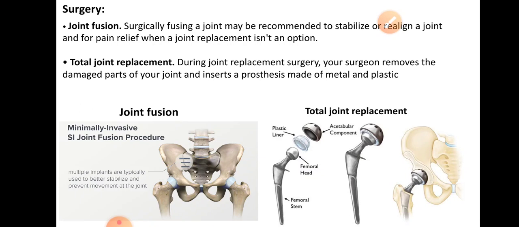So this is about today's session, where we discussed rheumatoid arthritis in detail, where we included the introduction, definition, causes and types, symptoms, where we discussed two types of symptoms, that is, the joint symptoms and non-joint symptoms, and where we ended up discussing the treatment and the surgical procedures of rheumatoid arthritis.